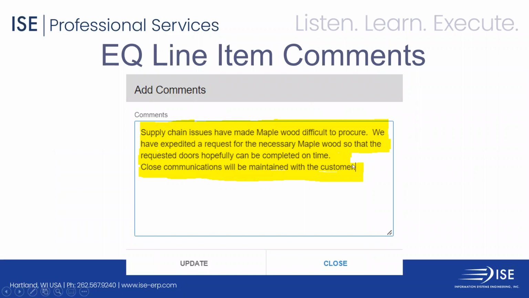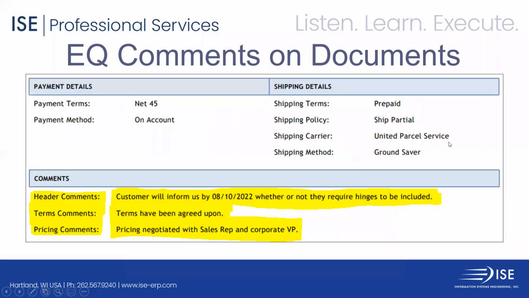Also, for each line item, there is a line item comment. And again, you can go into as much detail there as you need. For example, in this example, I'm explaining a supply chain issue getting maple wood. So I'm explaining what's going on there. All you've got to do is type in your comment, click update, and that is then linked to that line item. And those comments do show up on that customer bid document. For example, here I took a snippet of the comments section of that document for the header comments. The line item comments, of course, show up with the line items.